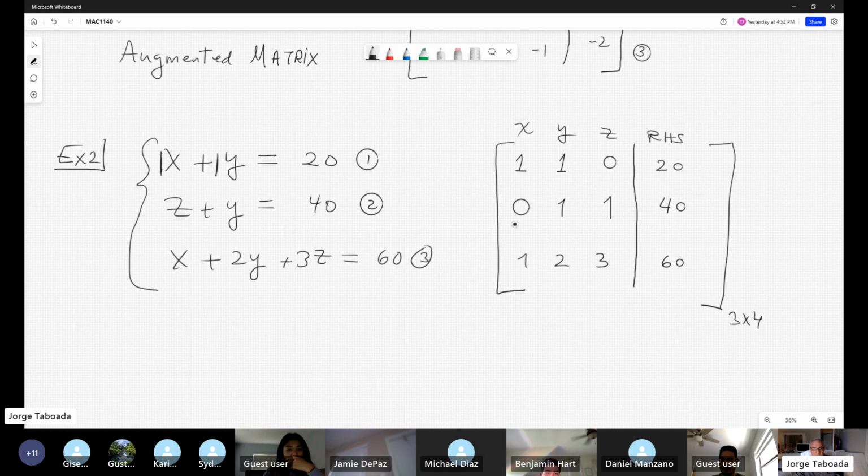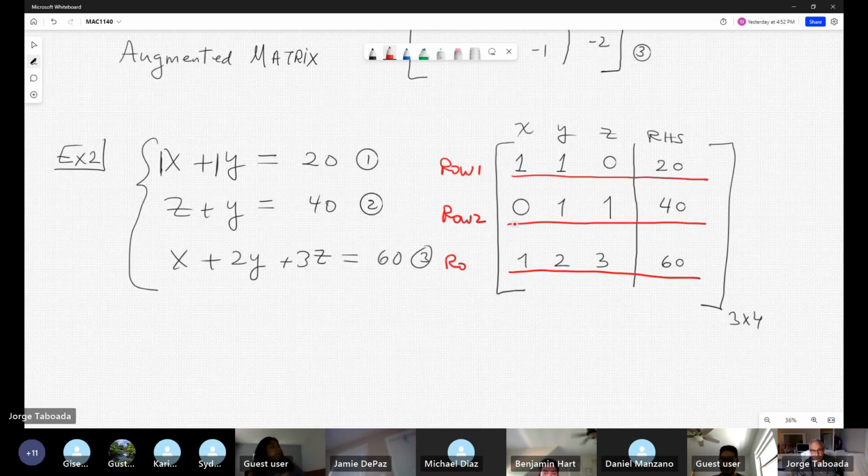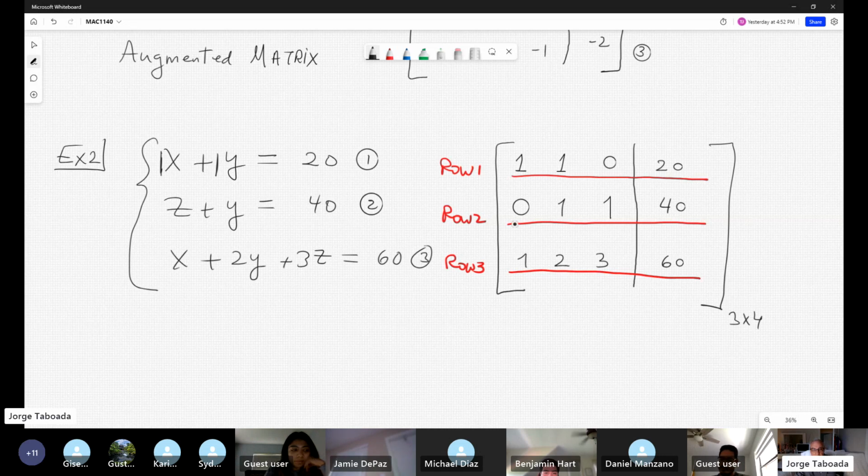By the way, the matrix we start working on now has dimension 3 by 4. So 3 rows: row 1, row 2, and row 3, depending on the number of equations. And also, vertically speaking, column 1 is the column of the X, column 2 is the column of the Y, column 3 is the column of the Z, and column 4 is the right-hand side number.